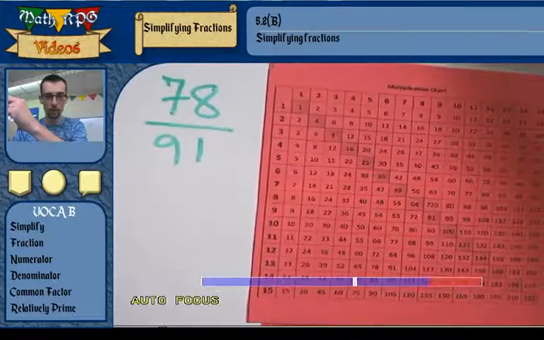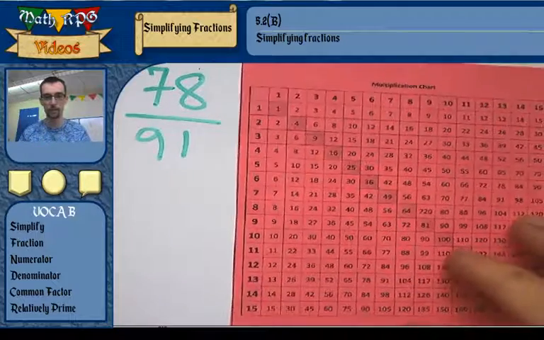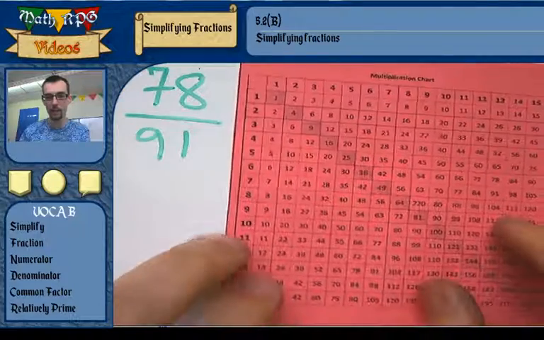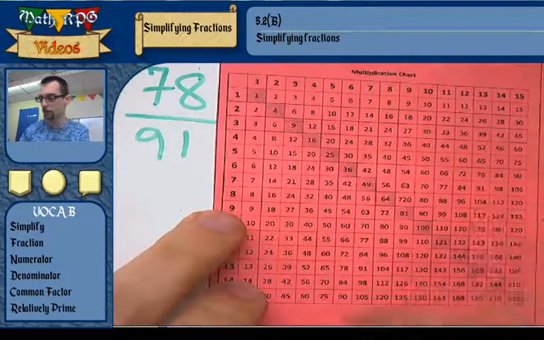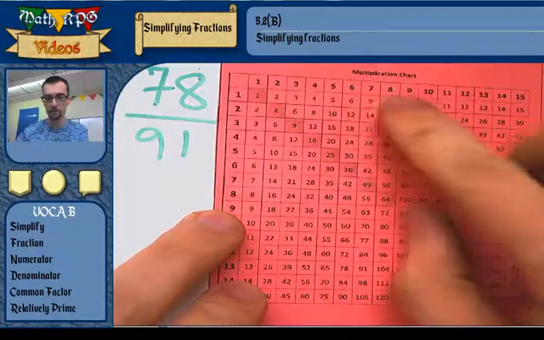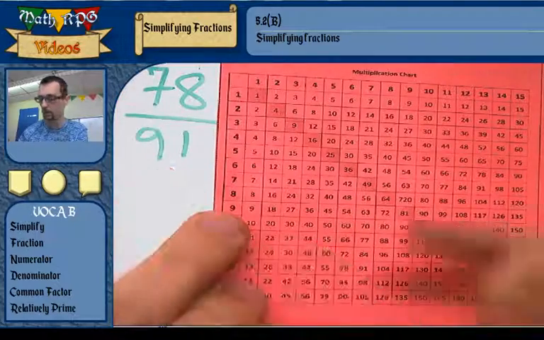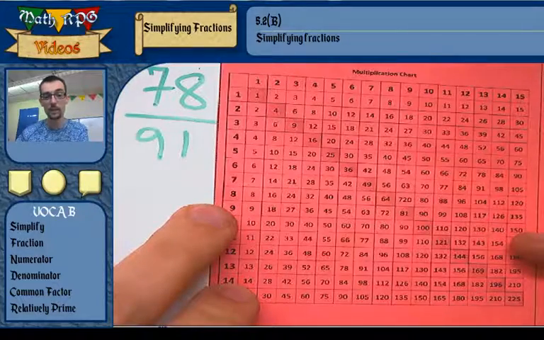Okay, remember, we're looking for a shared factor between 78 and 91, between our numerator and our denominator, and we're going to divide by that shared factor. So in a multiplication table, the whole reason we have a multiplication table is because it shows us what numbers are multiples of each factor, right? So if I can find 78 and 91 either within the same column or within the same row, that means that they share a factor in common.